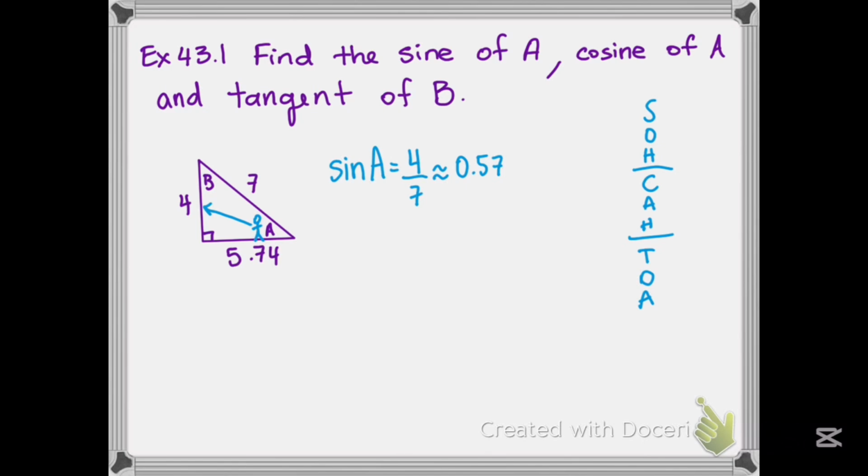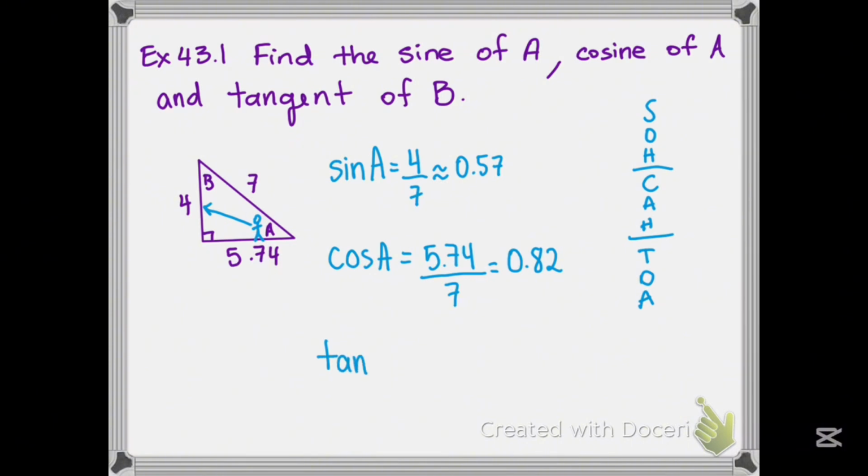Notice we don't know what angle A is. We just know that the relationship between the opposite and the hypotenuse is 0.57. Let's look at the cos. Cos of A is adjacent, which is 5.74, over hypotenuse, which is 7. And again, if you put that in the calculator, the answer will be 0.82.